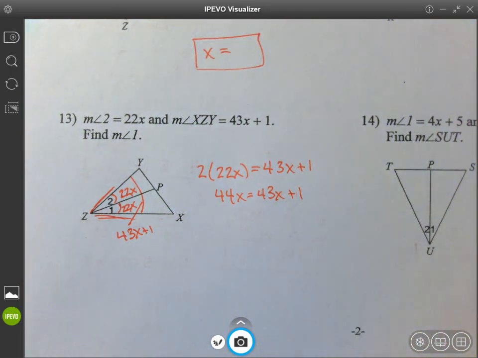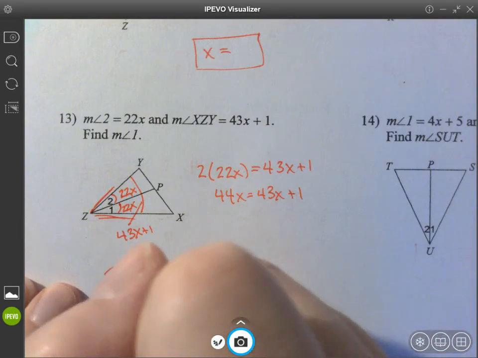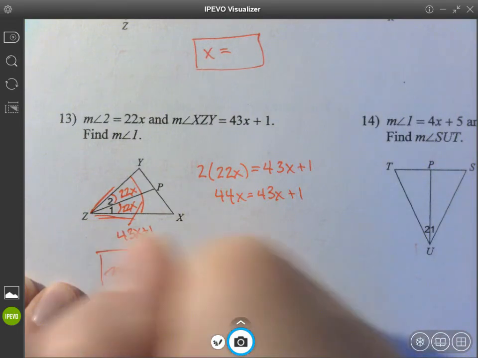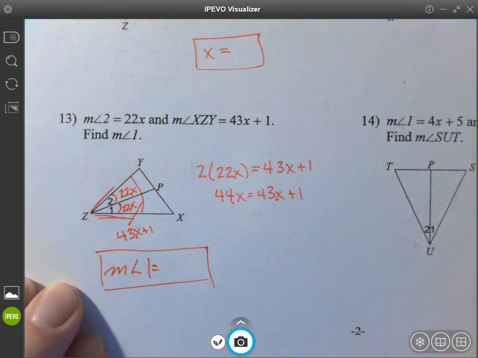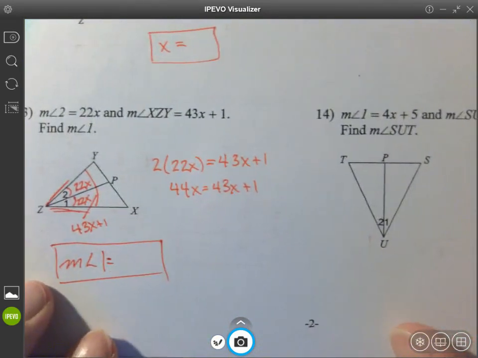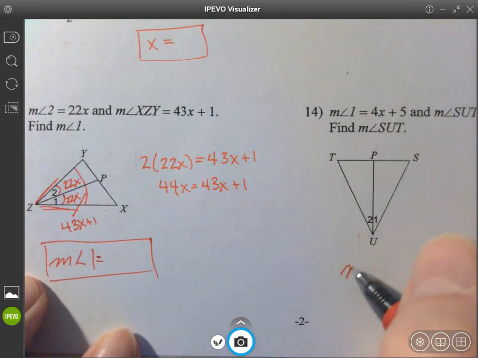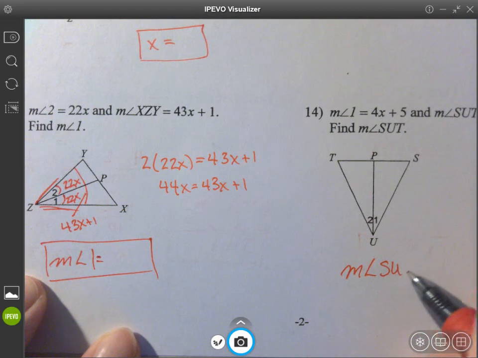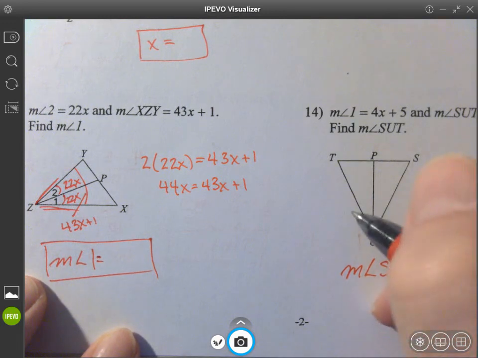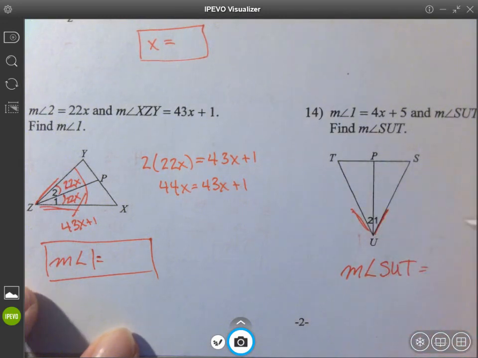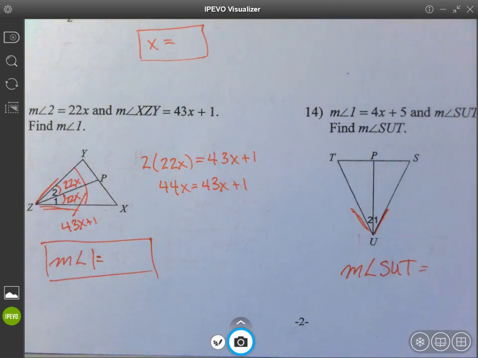Okay, so same idea here. Now this one asks you to find the measure of angle 1. So I'm going to write that there. So you know once you find x to plug it in. And in number 14, it asks you to find the measure of angle SUT, which is the whole angle. Okay, so I think you're at a good place now.